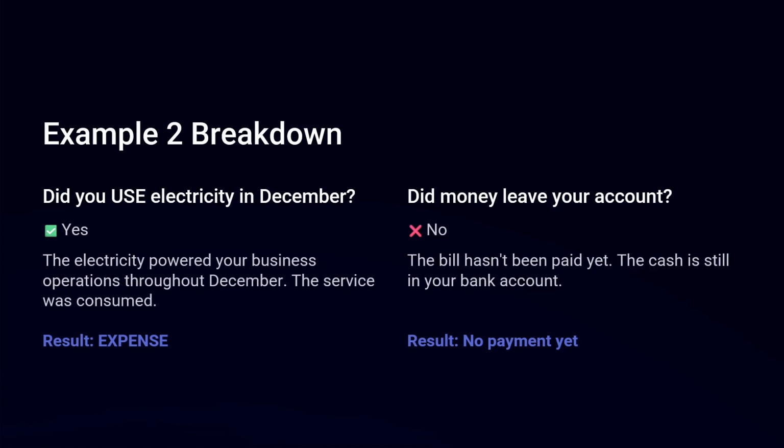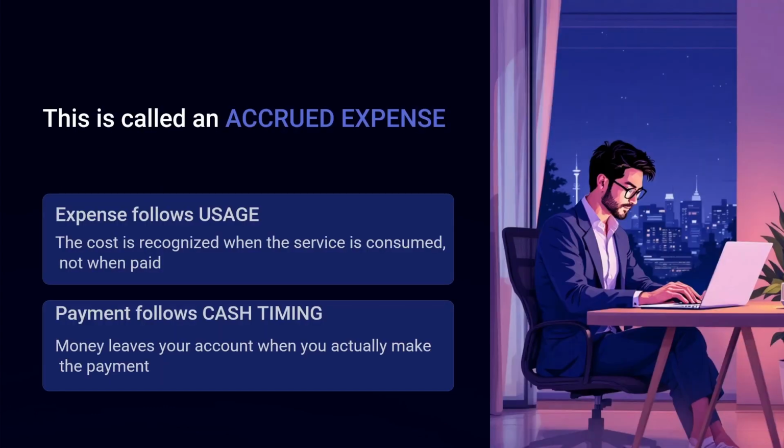So what do we have as a result in December? No payment yet. This is called an accrued expense. Expense follows usage. The cost is recognized when the service is consumed, not when paid. Payment follows cash timing. Money leaves your account when you actually make the payment.